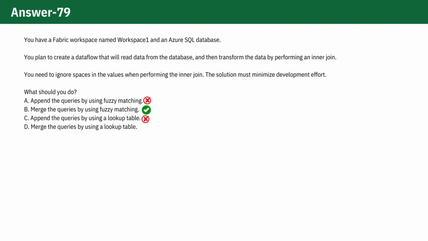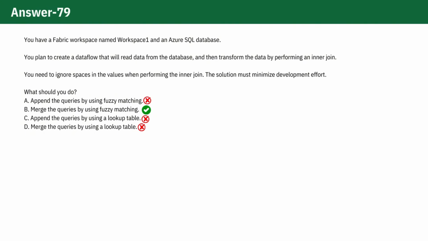Option C. Append the queries by using a lookup table. This is not a common operation. Lookup tables are generally used to find corresponding values in another table, e.g., matching IDs to names. But appending queries would simply combine the datasets without any merging or matching logic. This option doesn't apply to the scenario where you need to join tables based on a common column.